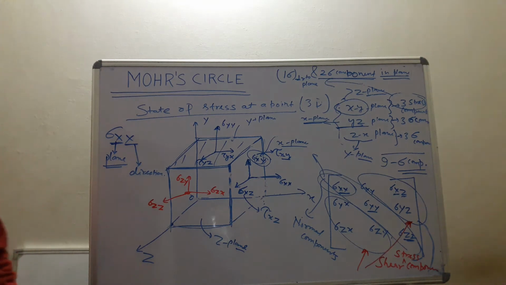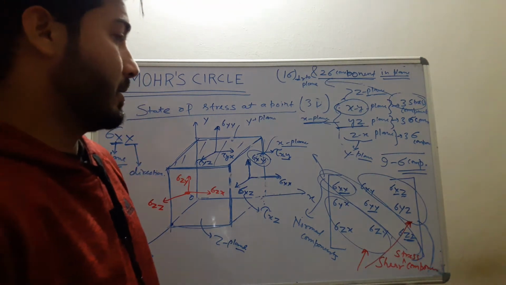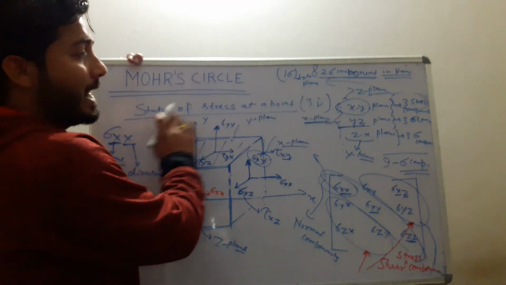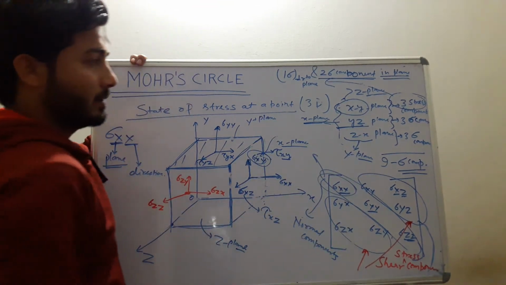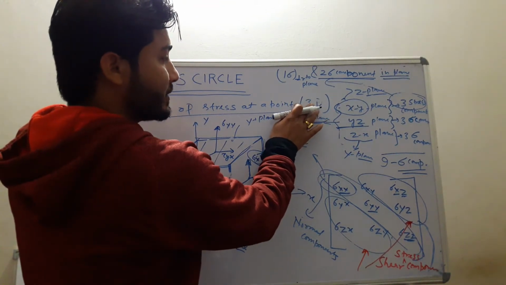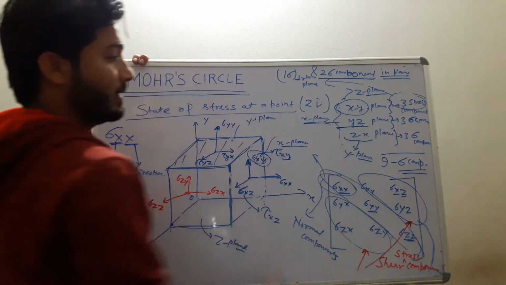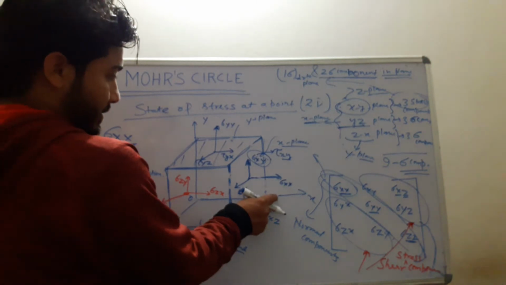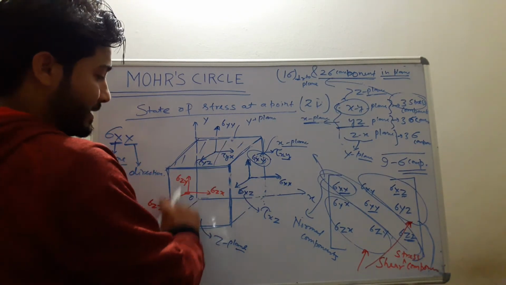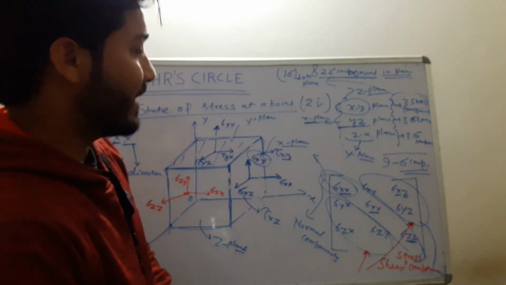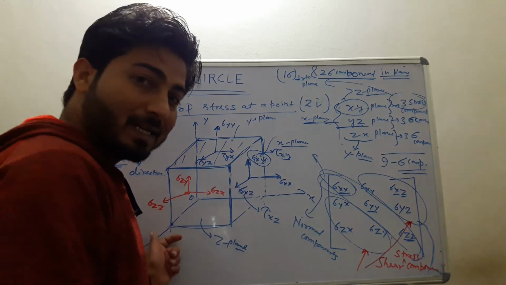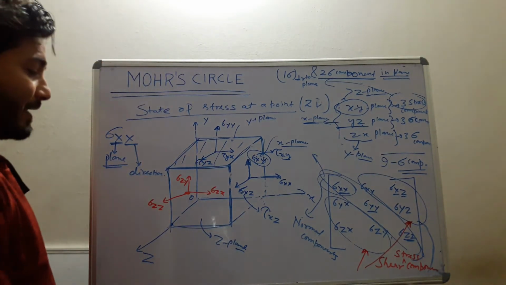Okay, so if we are interested in the state of stress at a point not in 3D but in 2 dimensions, then what happens? The 2-dimensional state of stress we can write in the xy plane, yz plane or zx plane, by vanishing one dimension, either x, y or z. So suppose I am vanishing the z dimension.